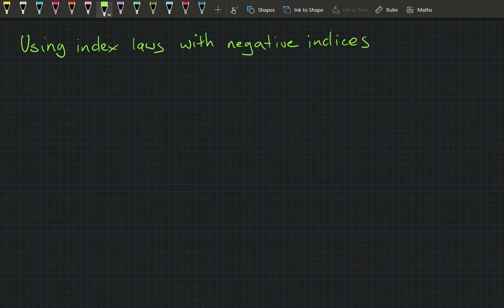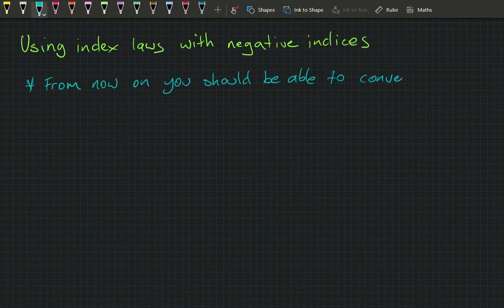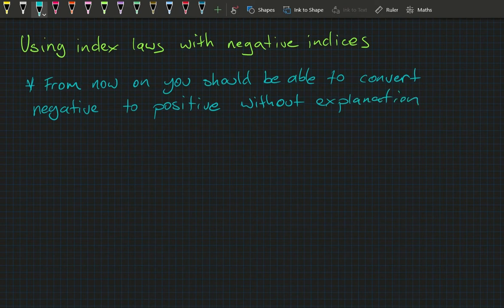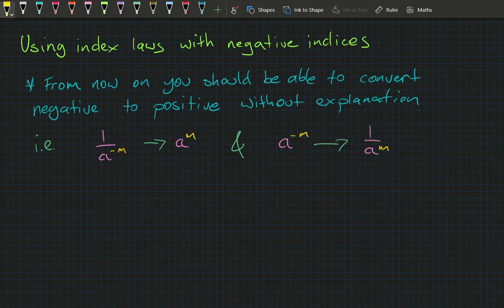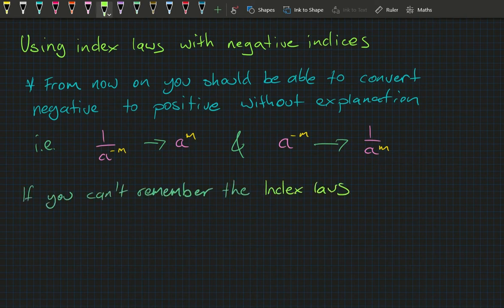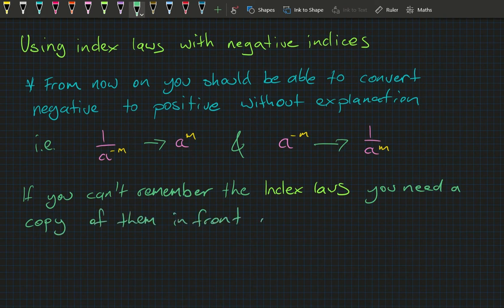Okay, in this section, we're going to use the index laws with negative indices. So in the last section, I carefully stepped out converting negative indices. But after seeing that and having a go yourself, you should be ready for me to stop over-explaining. So in other words, if we have a negative power on the denominator of a fraction, it'll become a positive one in the numerator, and vice versa. Also, if you're not totally comfortable with the index laws, as well as how they relate to negative indices, you need to have a copy of them in front of you right now.